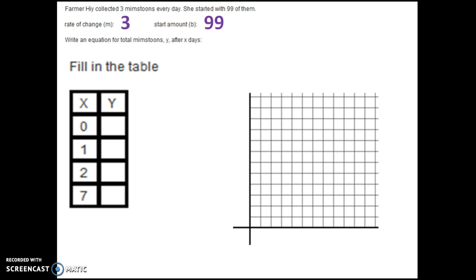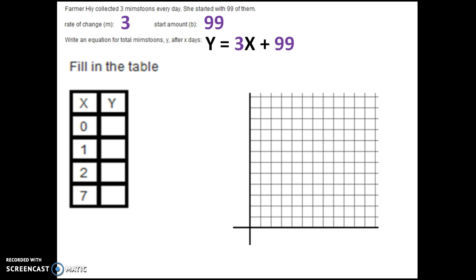We can now write an equation for the total mimstoons y after x days. Remember, the format for this equation is y equals mx plus b. So our equation is going to be y equals 3x plus 99.